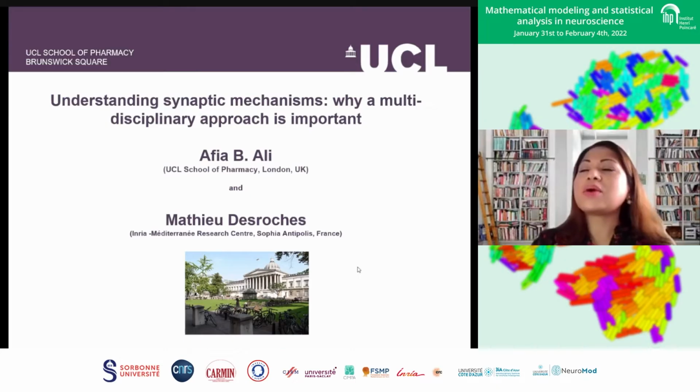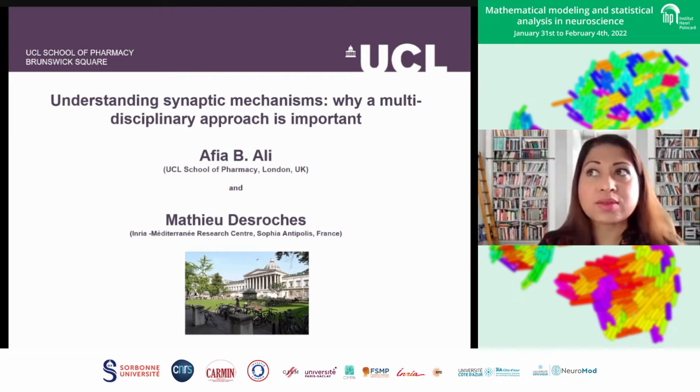Okay, so our talk today is going to be split into several parts. I'm going to talk to you about the more experimental side, understanding synaptic mechanisms, first of all, in a basic biology setting, and then how we can apply this understanding to predict or understand some disease state. In particular, I'm going to be referring to dementia. And then my colleague, Mathieu, is going to take over and talk about how we modeled some of this experimental work and the way forward next.